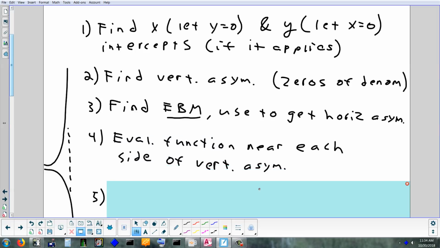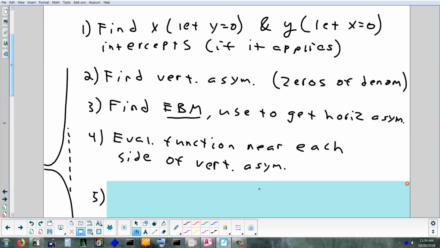So we're going to check a value near the asymptote. When I say near, I mean really close. If the asymptote was 2, check what happens at 2.001. Check what happens at 1.999. Go very, very close to it and see what happens.